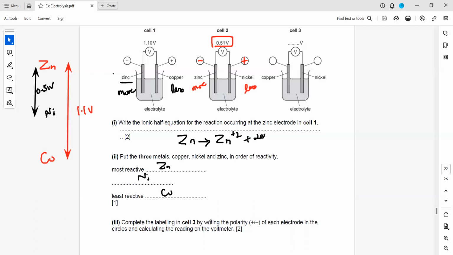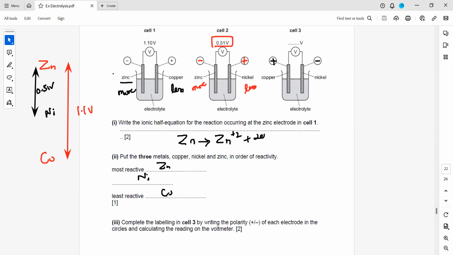Complete the labels in cell 3, positive and negative. So I have copper, I have nickel. Which is more reactive? Nickel. The one which is more reactive, I should put negative, and the one which is less reactive, I should put positive. Then what about the reading on the voltmeter?